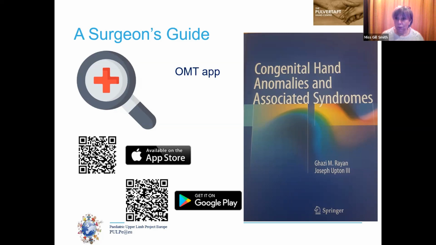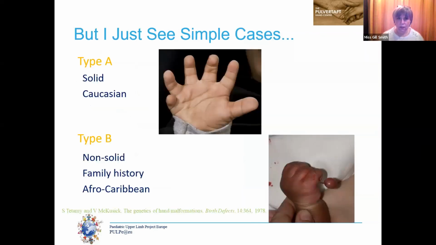The other very good book, if you want to invest and spend some money, is a book by Ghazi Rayan and Joe Upton from Boston. And I thought years ago about writing this, and they beat me to it, and they did a phenomenal job. They've looked at different hand abnormalities and the likely syndromes associated, and some of the less likely ones, not all of them. But they give you some really good information, and it's quite a good reference book. Or if you're a bit weird and you just want to read it just for fun, you can. It's quite nicely written. So you might say, well, I just see simple cases. I don't need all this.